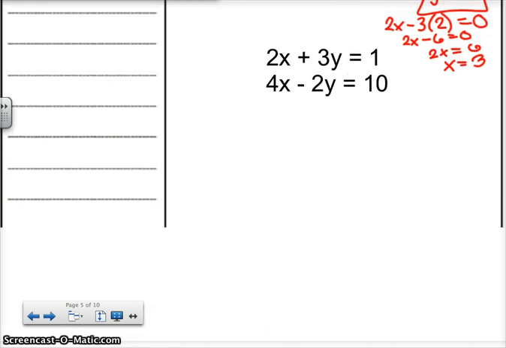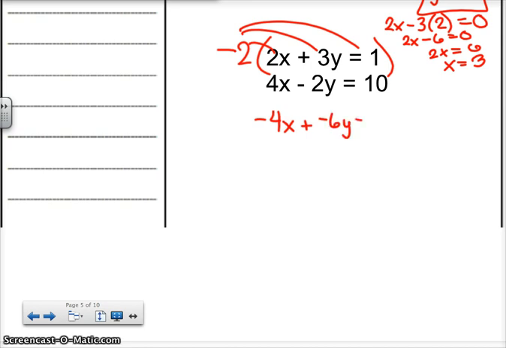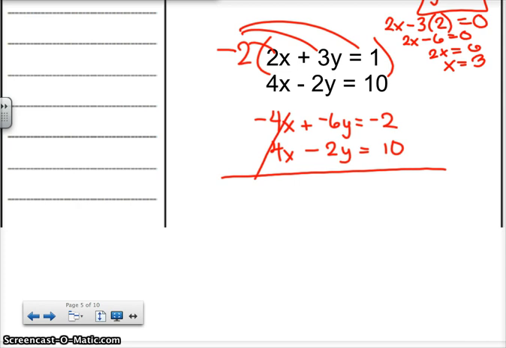Okay, so I'm going to solve this next system. I see I want opposites, so I can times 2 by a negative 2 because then I'll have a 4 and a negative 4. Distribute through, and I get negative 4x plus a negative 6y equals negative 2. And then I have my original bottom equation. Now I can combine them. Negative 6 plus a negative 2 is going to be negative 8y. Negative 2 plus 10 is 8. Y is negative 1.